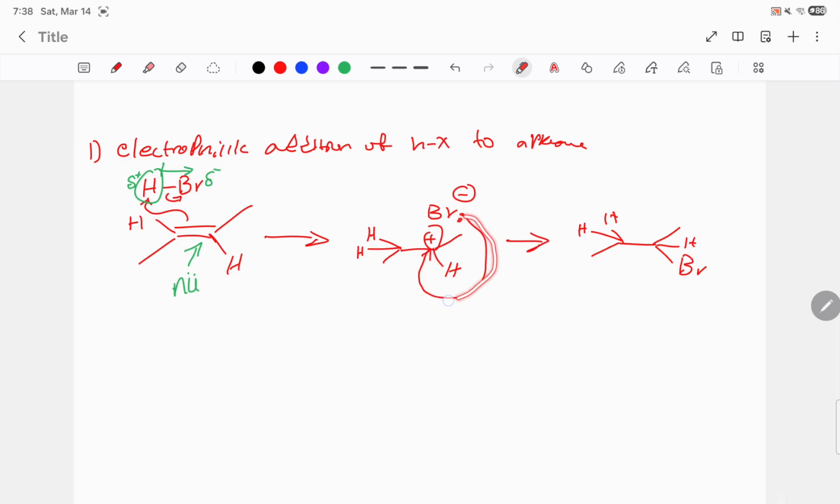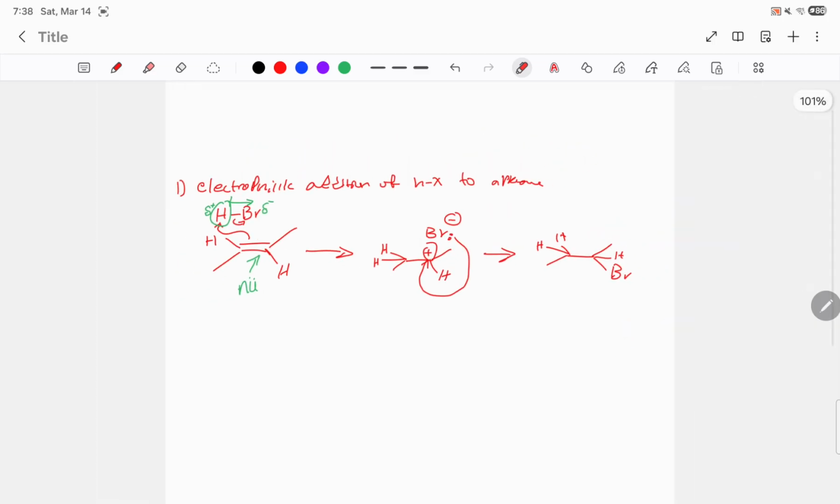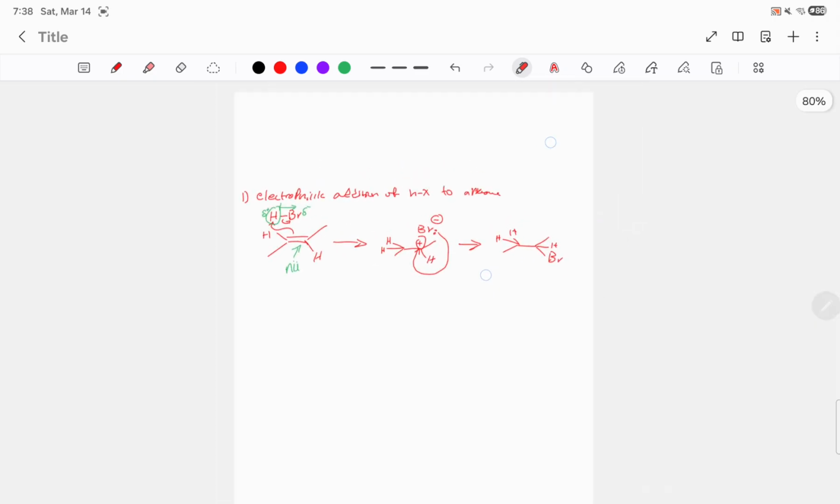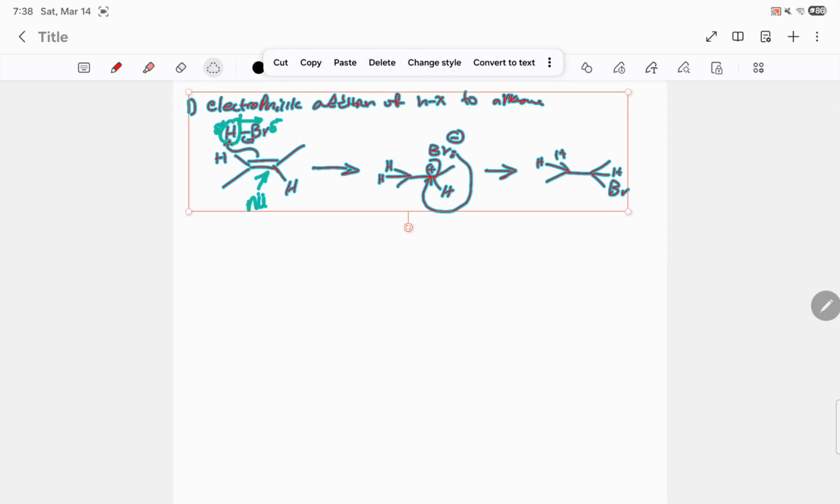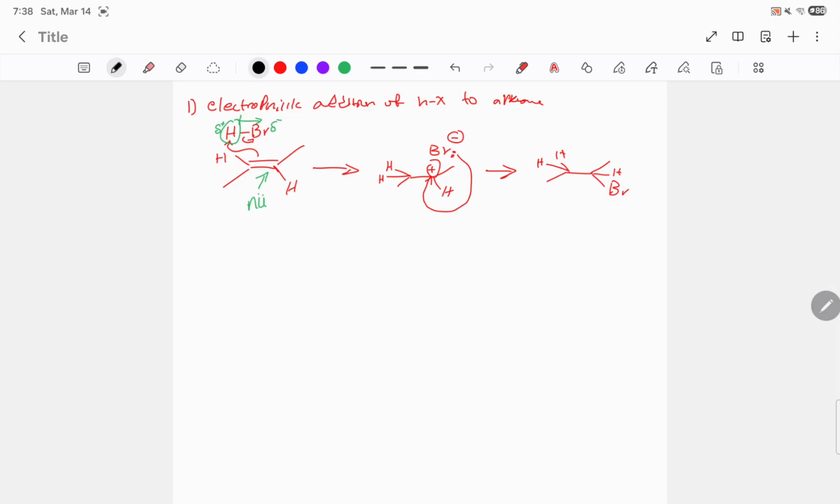And so you can see that a nucleophile will always have an arrow going from a nucleophile to an electrophile. You will not have an arrow from an electrophile to a nucleophile. That is absolutely incorrect. You have to have the arrow from a nucleophile going to an electrophile, okay? So this is the reaction of the electrophilic addition of HX to an alkene. So one more time, it is a Markovnikov addition.